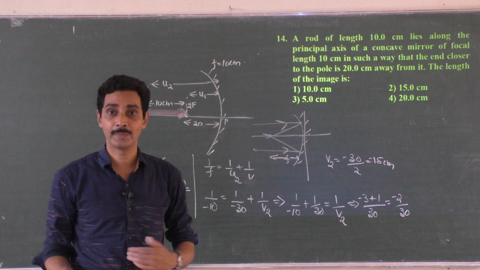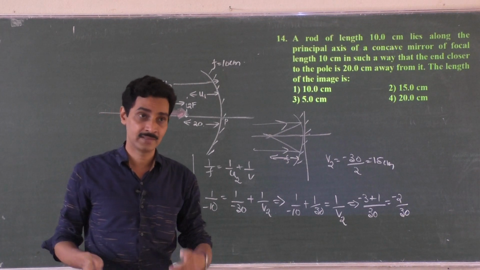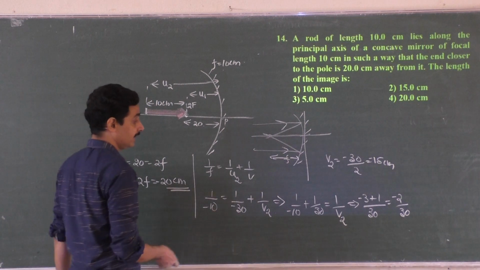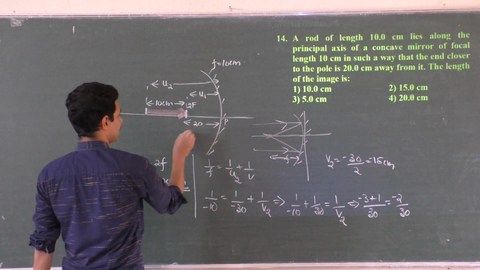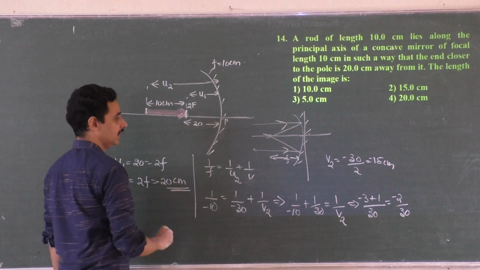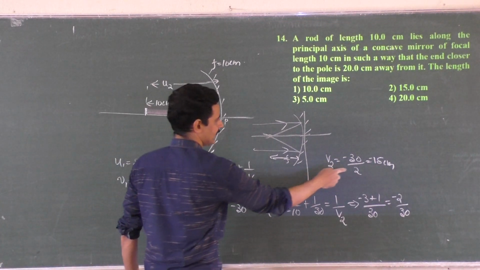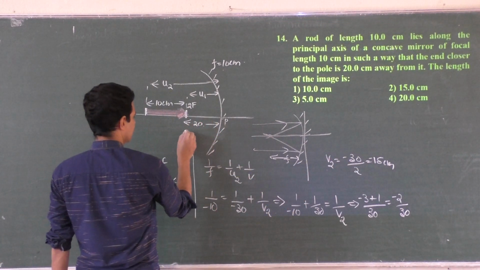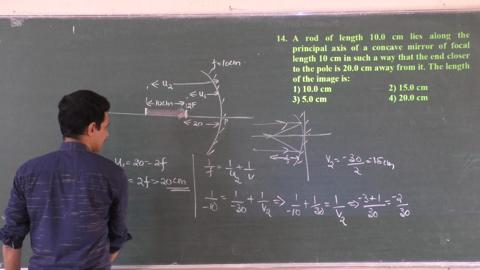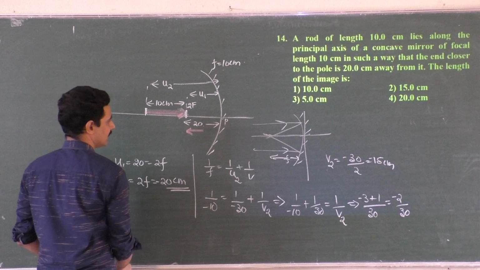But that minus is only the sign convention. Don't worry about it when you subtract to find the image distance. The negative sign says that this point of the image is formed at a distance of 20 centimeter, because the object is also at 20 centimeter, 2f. This says that the tail end of the rod is formed at a distance of 15 centimeter. That means the image may be somewhat like this. From here to here, it is like this.